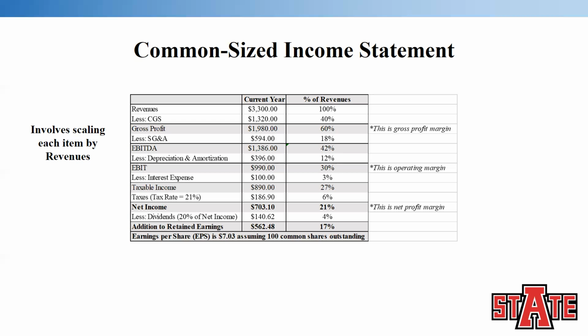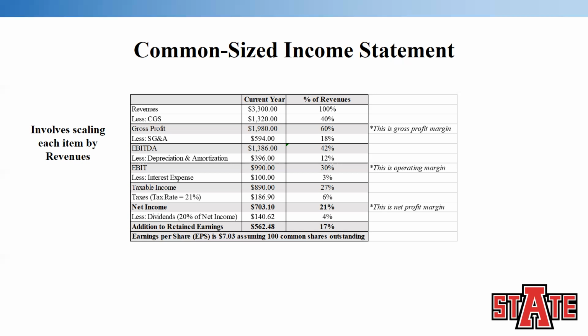So revenues at $3,300 divided by $3,300 is, of course, 100%, or 1. Okay, so I'm dividing every value in that current year column by $3,300. This shows us our expenses as a percentage of revenues. So one of the advantages of looking at this is you can express your percentages as, okay, if sales go up by $1, to what degree will cost of goods sold go up? To what degree will SG&A go up?